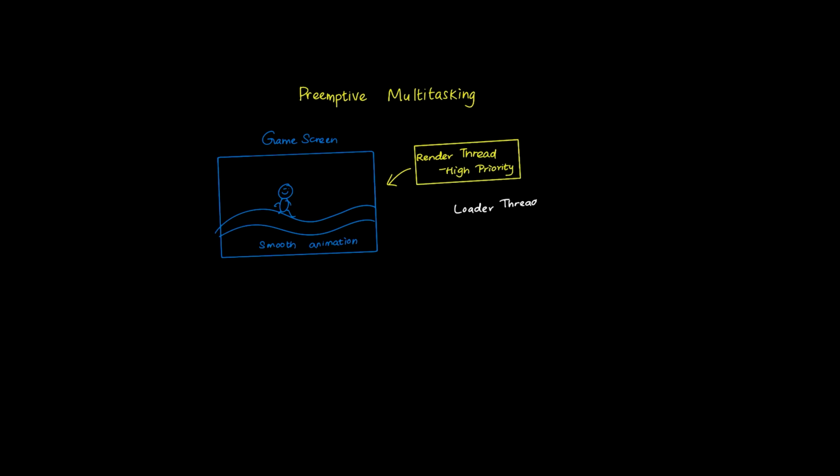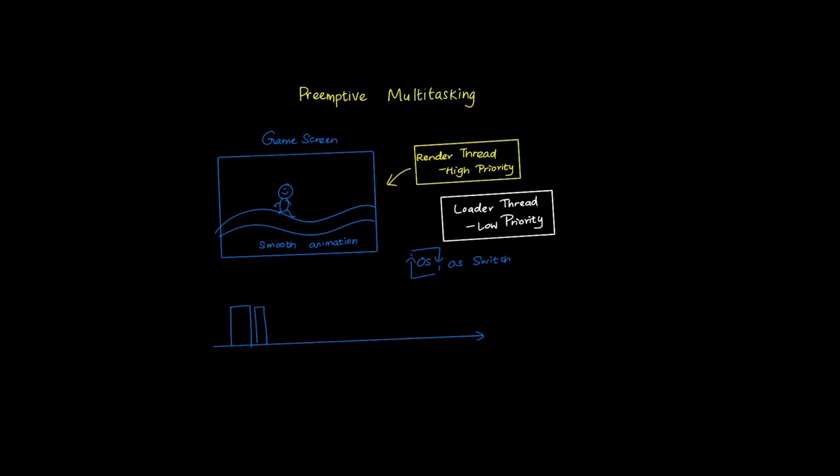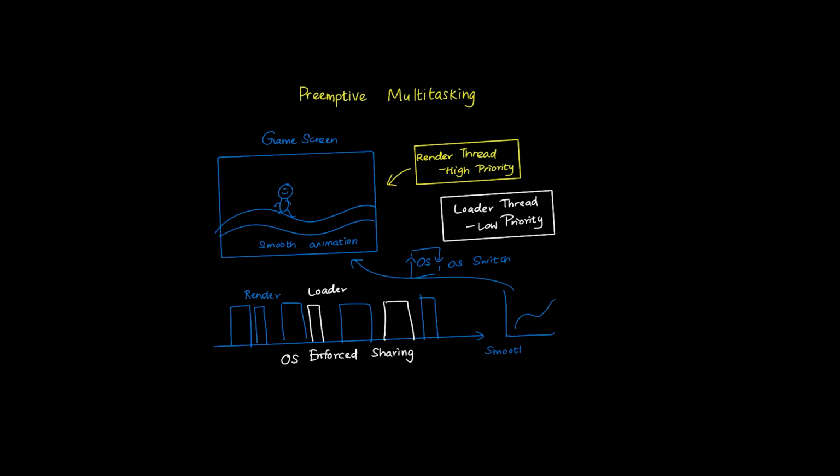Meanwhile, asset loading runs at lower priority in the background. The scheduler interrupts the loader whenever the renderer needs CPU time, ensuring smooth frame rates. The beauty is that neither process needs to cooperate. The OS enforces sharing. Without preemption, the loader could monopolize the CPU until it finishes, causing visible stuttering. Preemption guarantees responsive foreground performance.